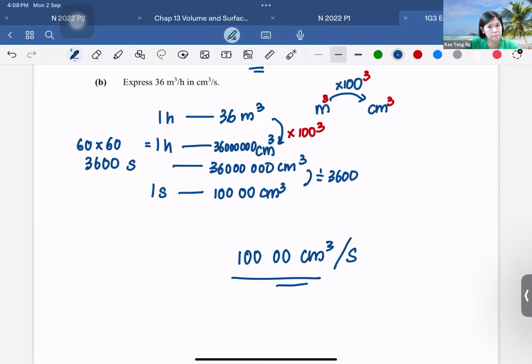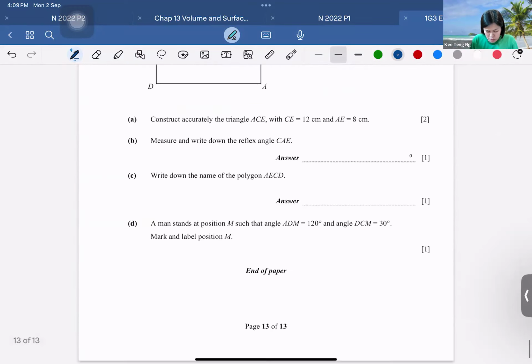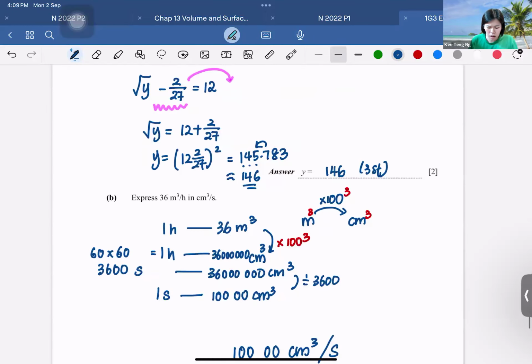Is this okay? Can? All right. End of the session. The last part is on construction. I'll go through it again when we are back in school.